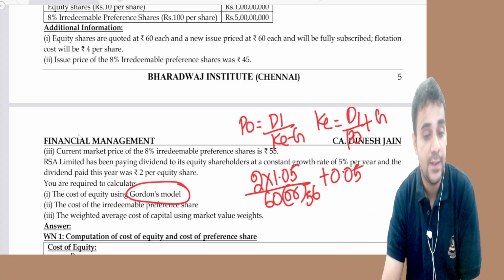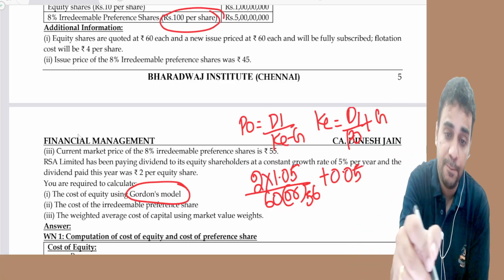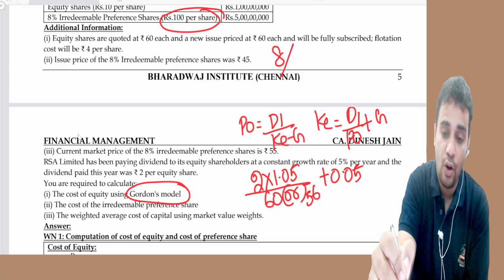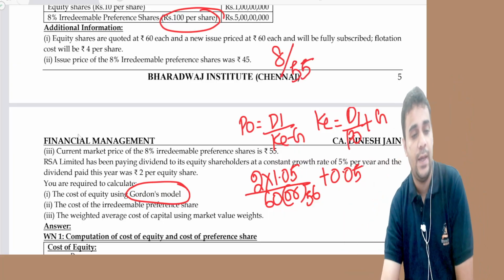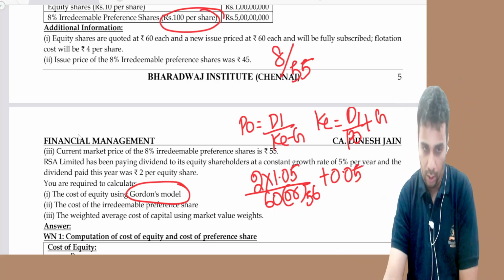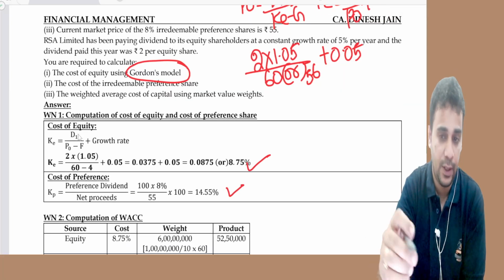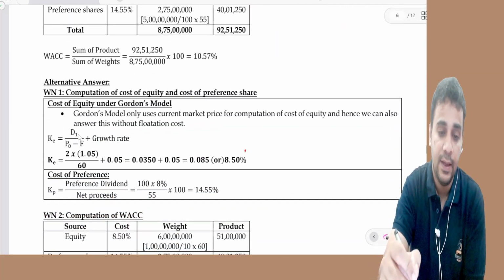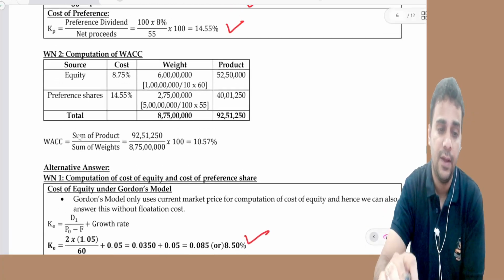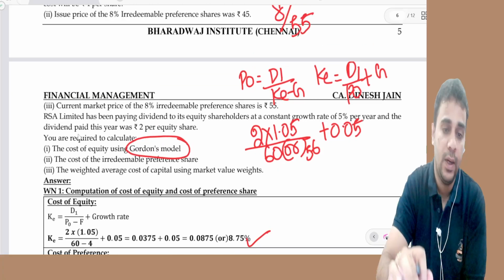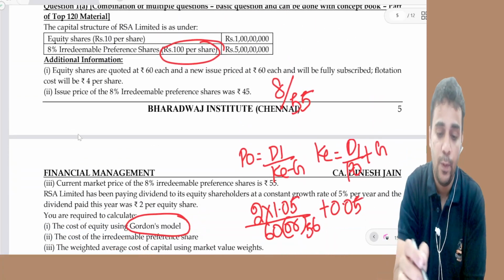Cost of preference is 8% of 100. 8 on current market price. The issue price is of no use today. Today's scenario 8 by 55 into 100. So 8.75, 14.55 or 8.5 and 14.55, and WACC with equity market value weights.